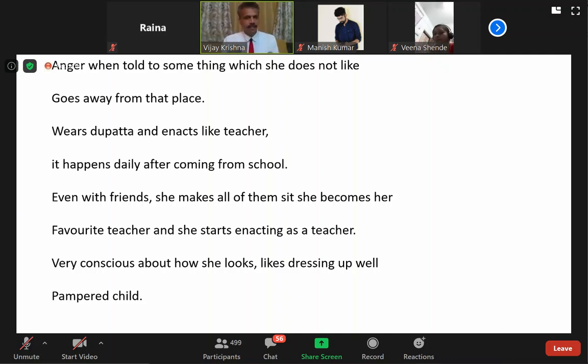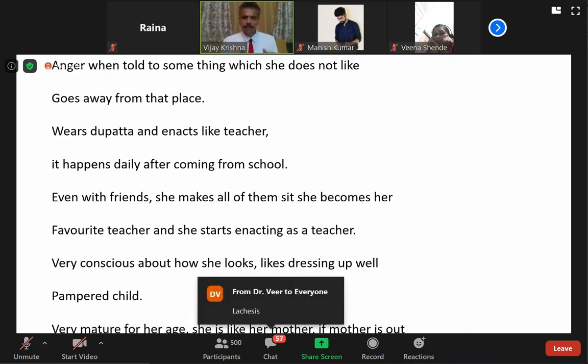Likes dressing up very well. Very pampered child. Very mature for age. She is like a mother. If the mother is out, for example, if she goes to some neighbor's place or relative's place, she takes the role of the mother. She will become the mother.